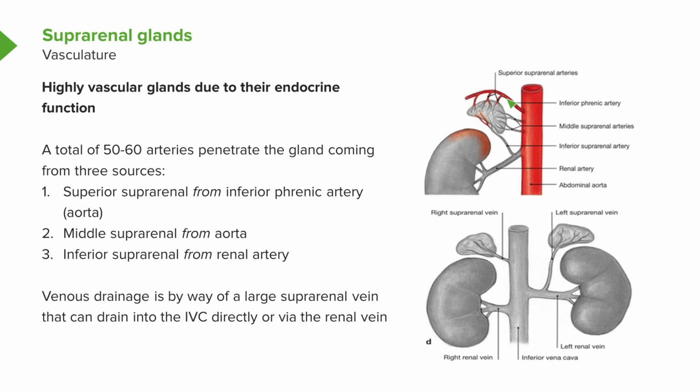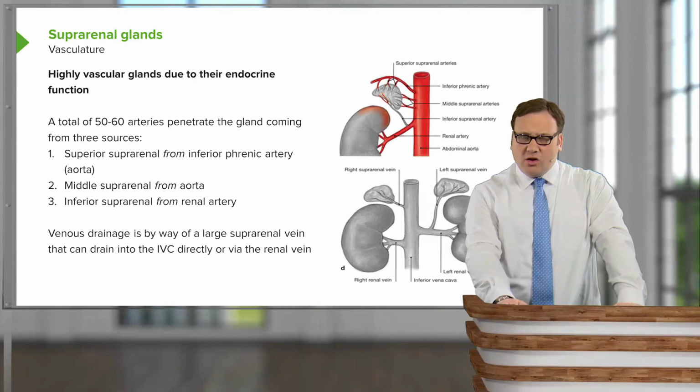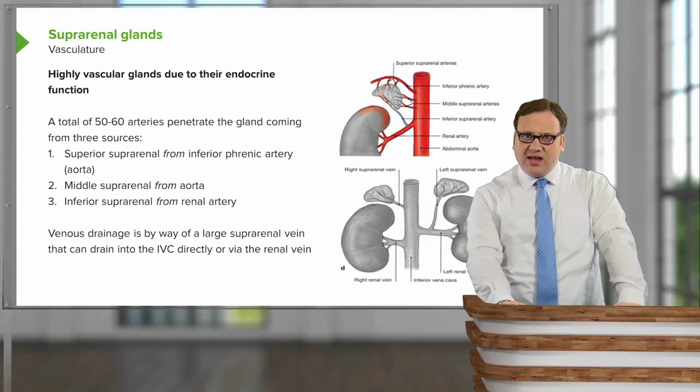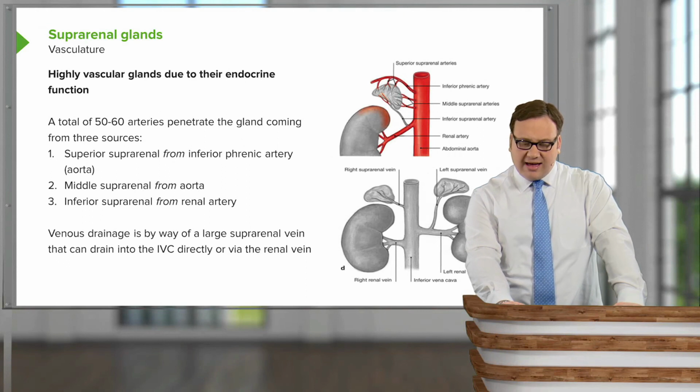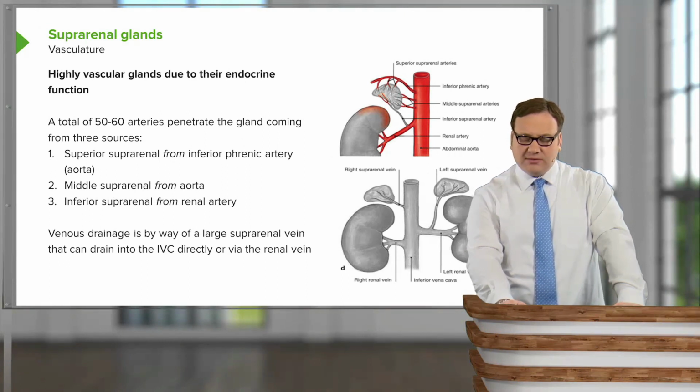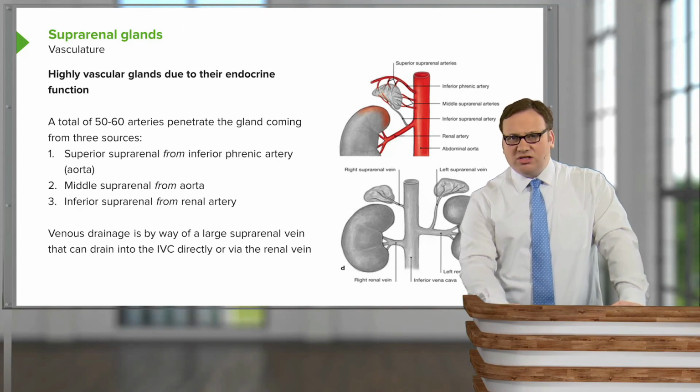We also have middle suprarenal arteries, and these can come directly from the aorta. So, middle suprarenal arteries coming directly from the aorta. Sometimes, because the celiac trunk is located around here, these arteries can also come from the celiac trunk. And then we have the renal artery, which we know about going towards the kidneys. Along its course, it can give rise to the inferior suprarenal artery, and that ascends up towards the suprarenal glands. So it has these 3 main sources: superior, middle, and inferior suprarenal arteries.